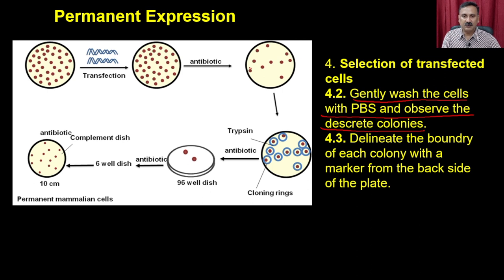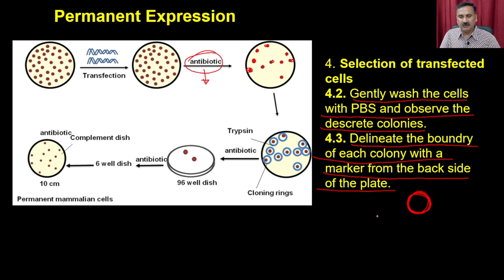So what you see is discrete colonies of cells, right? These are transfected cells, and they are not going to die even with the antibiotic, because the vector is providing them the resistance. Delineate the boundary of each colony with a marker from the back side of the plate. So you monitor the plate and put a marker on the back side of the plate, saying, okay, this is the colony I have, right?